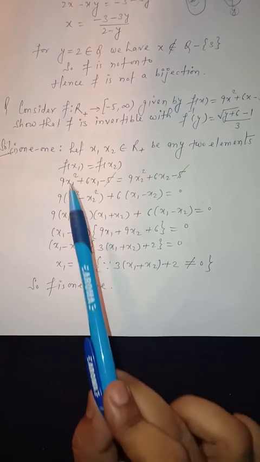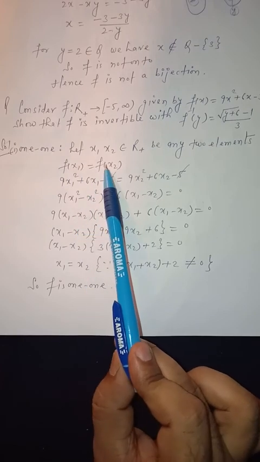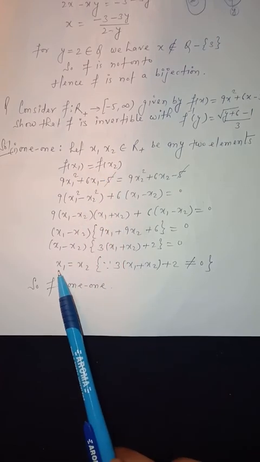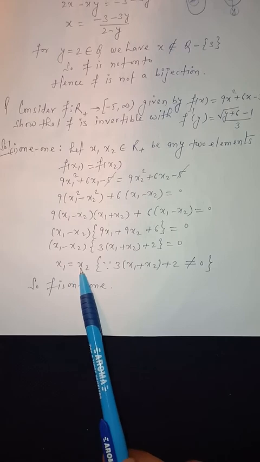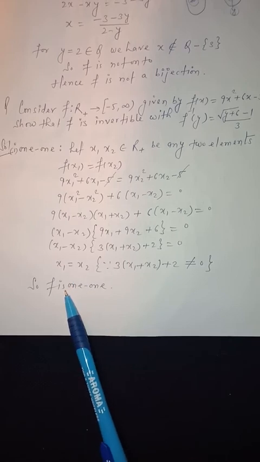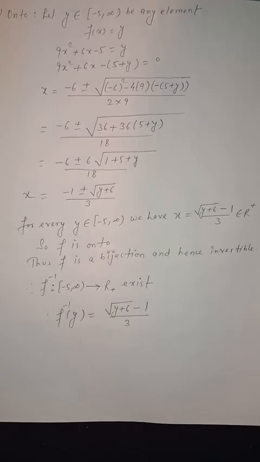Hence we have proved that when f of x1 and f of x2 are equal, finally we are getting that x1 and x2 are equal. It means this function is 1-1.